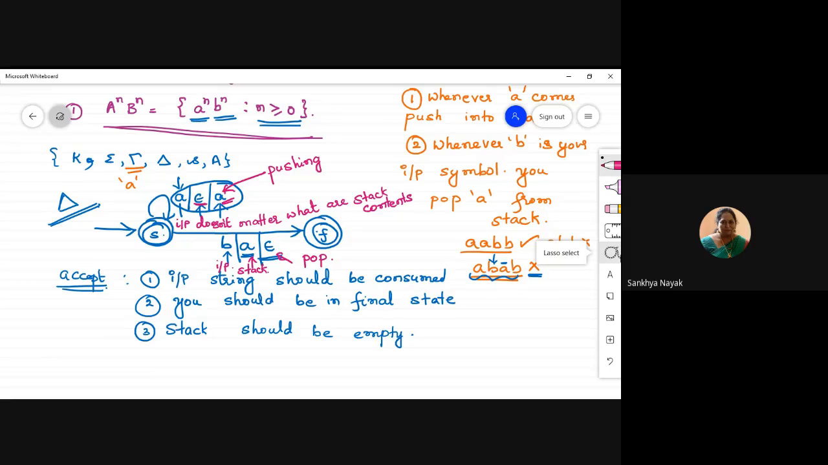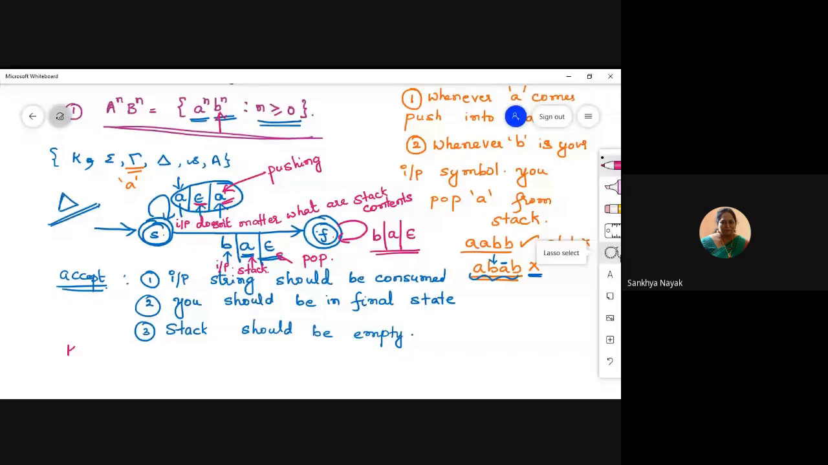Once you reach B, the transition will have only B, right? You can get only B and inside the stack there could be only A and you are going to pop. All right. So this is the transition function for the question that has been given.